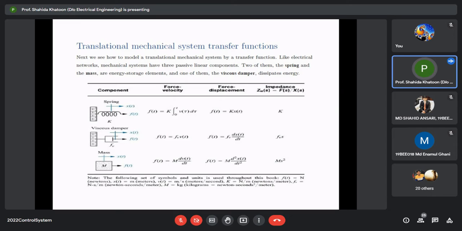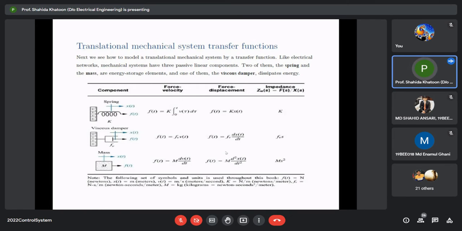So first we will do the translational mechanical systems transfer function. So how to model a translational mechanical system by a transfer function? You have to take the analogy of electrical network. Mechanical systems have three passive elements, just like electrical system. These are the spring, the mass, and the energy dissipating element, viscous damper. So this table you can draw in your notebook.